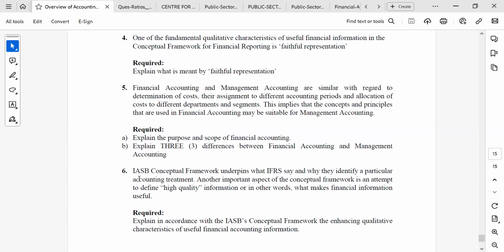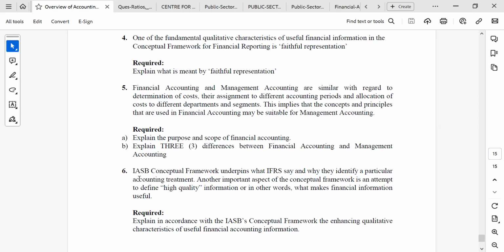The IASB conceptual framework underpins what IFRS say and why they identify a particular accounting treatment. Another important aspect of the conceptual framework is an attempt to define high quality information, in other words, what makes financial information useful. Explain, in accordance with the International Accounting Standards Board's conceptual framework, the enhancing qualitative characteristics of useful financial accounting information. What do you mean by enhancing?